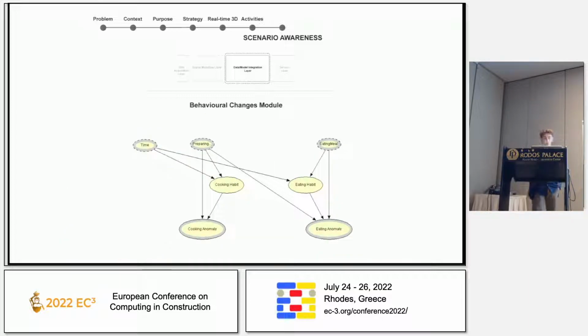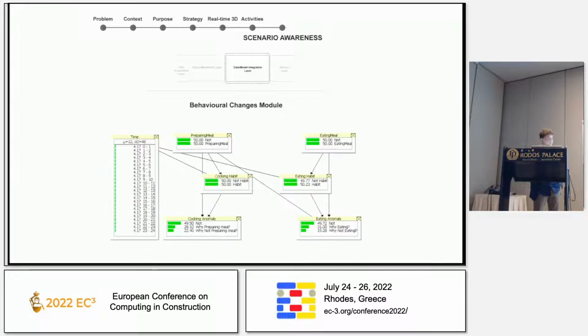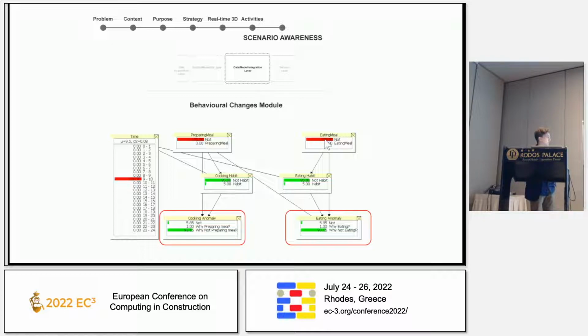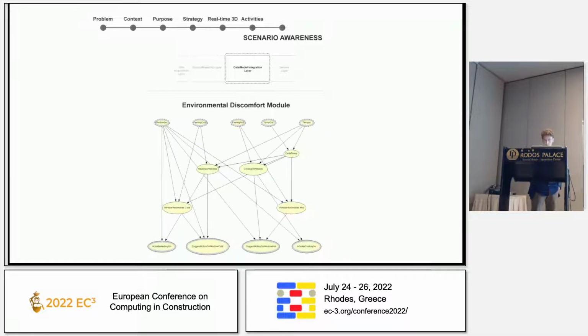The second module is about maintaining habits regarding meals, so preparing the meal and then eating, starting conditional probabilities. And the example shows the case where the user has forgotten to prepare and have breakfast. Indeed, the system detects this unusual scenario and will interact with the user, reminding him or her to have breakfast.